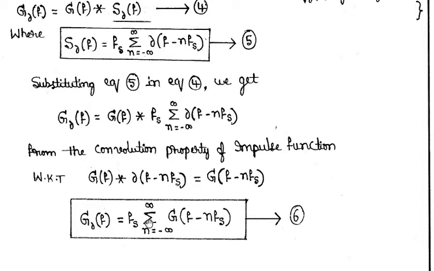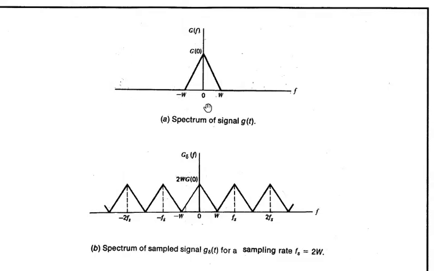Now we need to see how to represent this signal in the frequency domain. If you have a message signal and take the Fourier transform of g of t, you will get the frequency domain representation, that is, the message signal in the frequency domain ranging from minus W hertz to plus W hertz. Now if you sample this signal at a rate fs equal to 2W, you will get the spectrum. We have already seen these criteria in the Nyquist theorem.